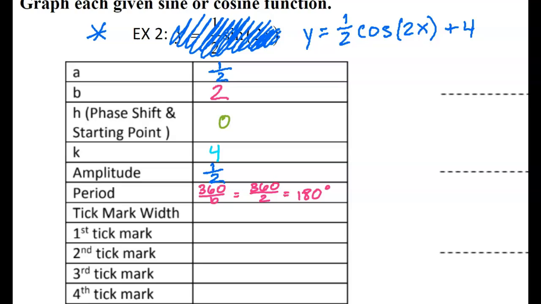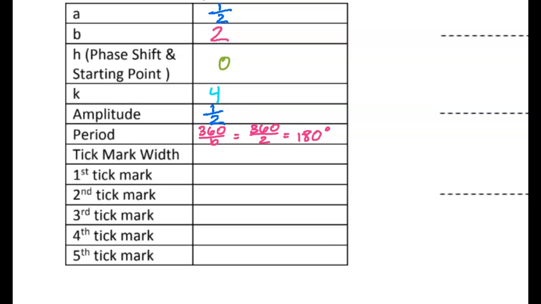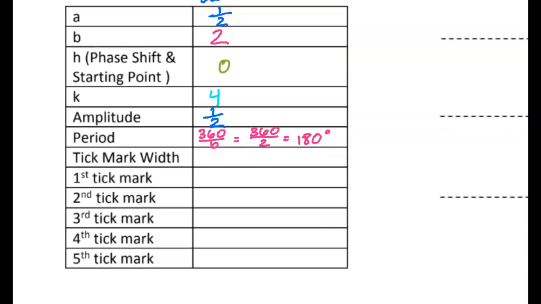So now, the only other things I have to find are all of my tick marks on the x-axis, on the center line, I should say. Now, who remembers how you find the tick mark width? The distance between tick marks. Period divided by 4. So here, my period is 180 divided by 4, which is 45 degrees.